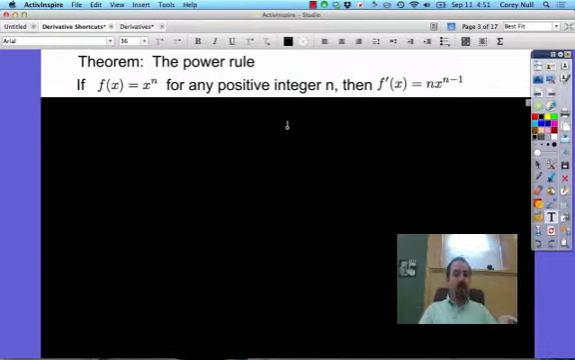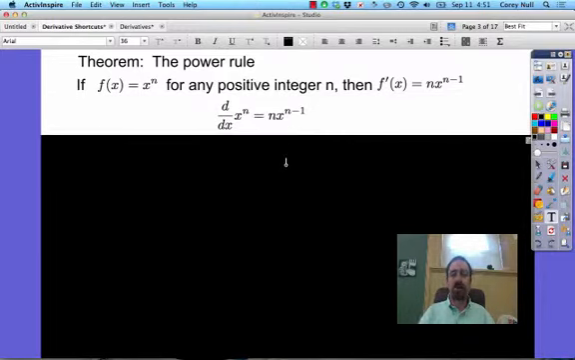Okay, here's the rule that you are going to love and that you're going to dream about. If f of x equals x to the n for any positive integer n, then the derivative is n times x to the n minus 1. There it is. Same statement. The derivative of the function x to the n with respect to the variable x is n times x to the n minus 1.